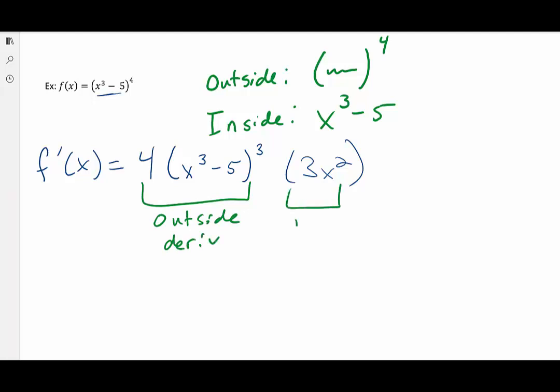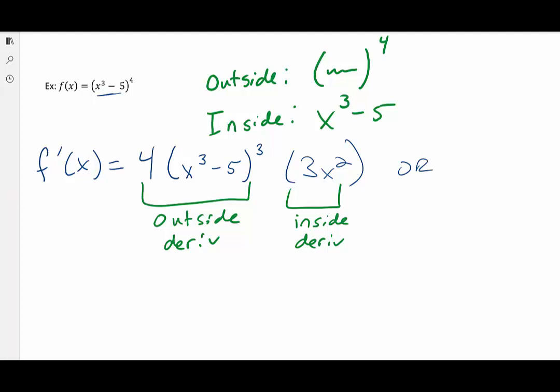This part of the chain rule is the inside derivative. Okay. Now, if we wanted to, we could clean up the solution a little bit. What we could do is take this 4. So it's 4 times x cubed minus 5 to the 3rd times the 3x squared.